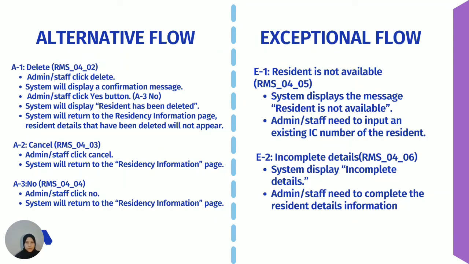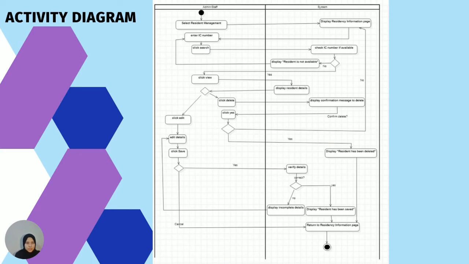For the exceptional flow, we have resident is not available and also incomplete details. For resident is not available, the system displays the message "Resident is not available", and admin or staff need to input an existing IC number of the resident. The second one is incomplete details, where the system displays "Incomplete details" and admin or staff need to complete the resident details information. The next one is the activity diagram.